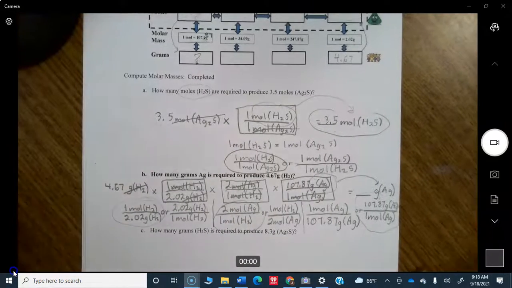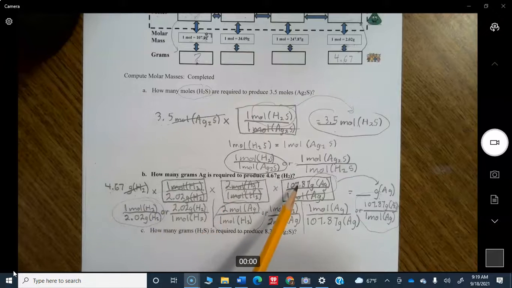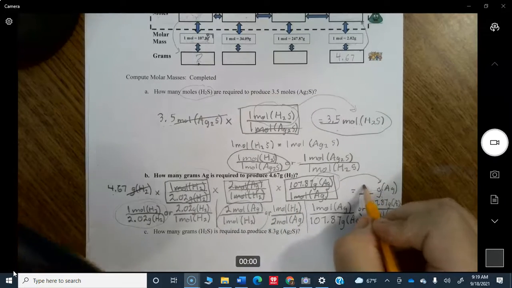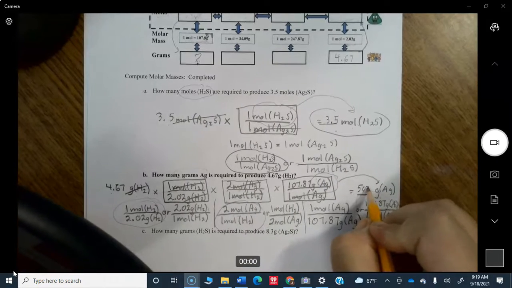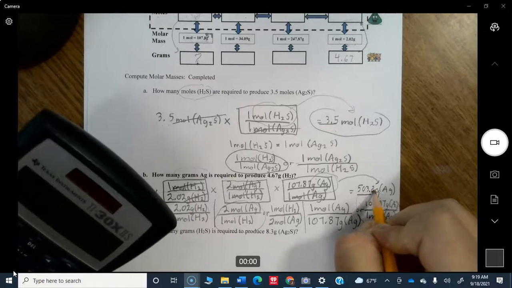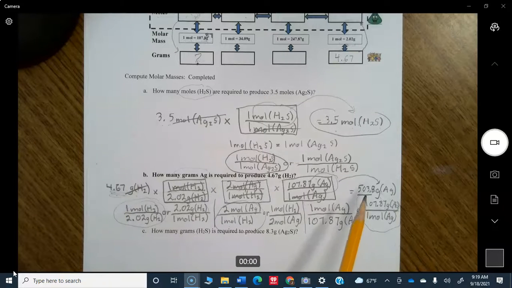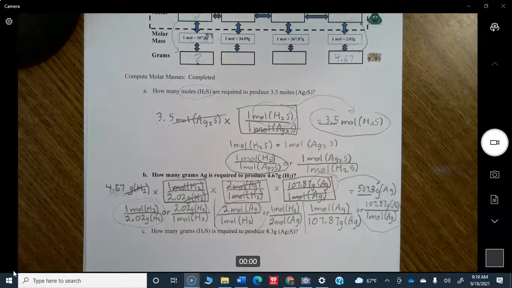Okay, so let's do the calculation. It's everything on top multiplied. Multiply everything on top. 4.67 times 1 times 2 times 107.87 divided by 2.02 divided by 1 divided by 1, and I get 503.8. This is 4 significant figures. We should only have 3 significant figures because of that, but that's okay, we'll just go with that, all right? Okay, let's go on to the next one.